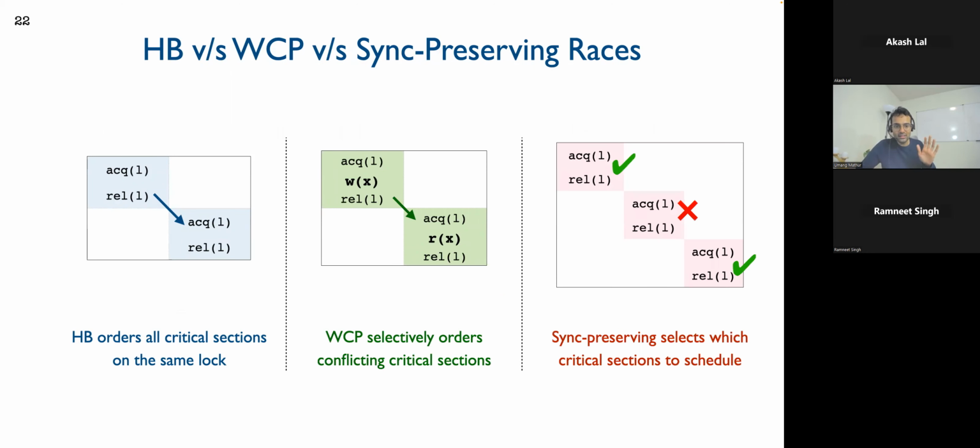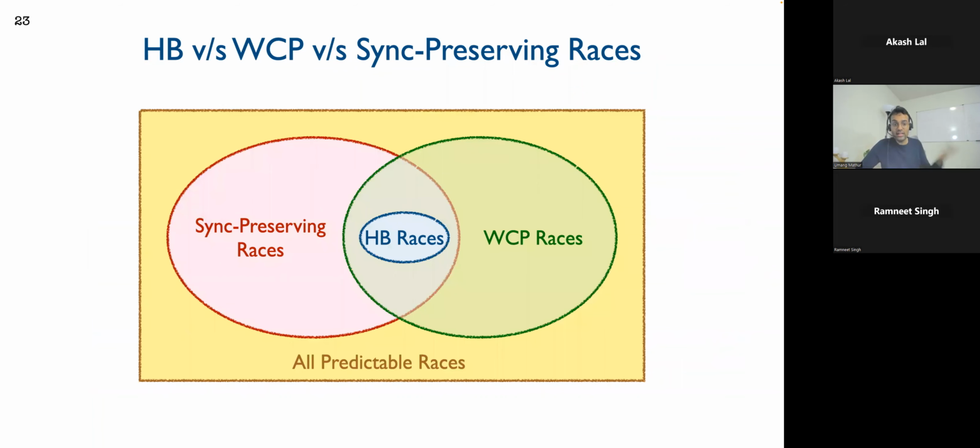The point is that these three things that we've talked about so far, happens before, WCP, and synchronization preserving races, this is how you should think about them. Happens before orders all critical sections on the same lock. WCP identifies when to order critical sections. This third notion that I just introduced essentially identifies when to drop critical sections. So if I want to look at a Venn diagram, this is how the Venn diagram would look like. The yellow rectangle is essentially the set of all predictable data races.